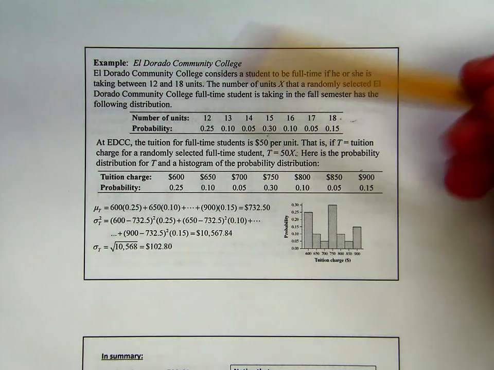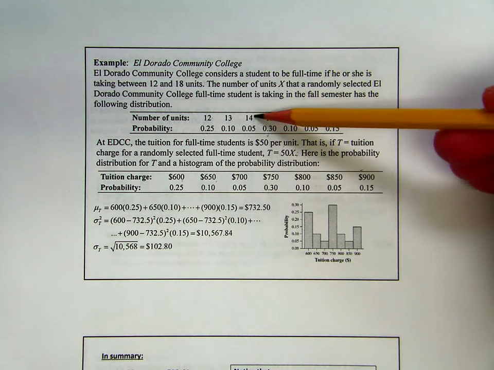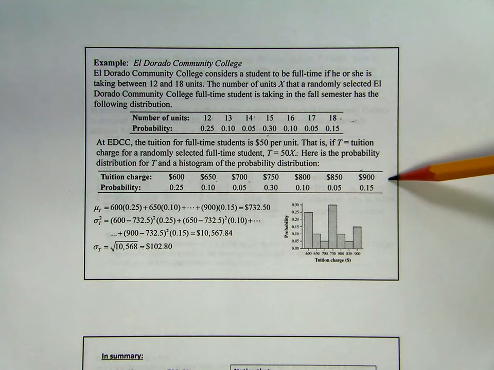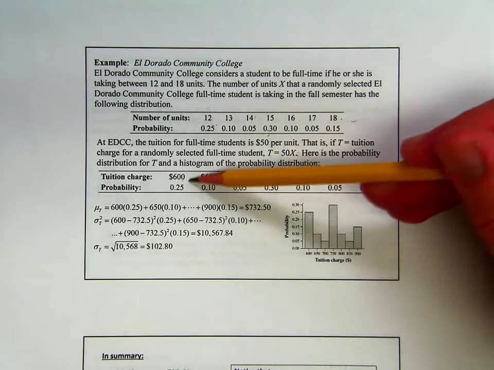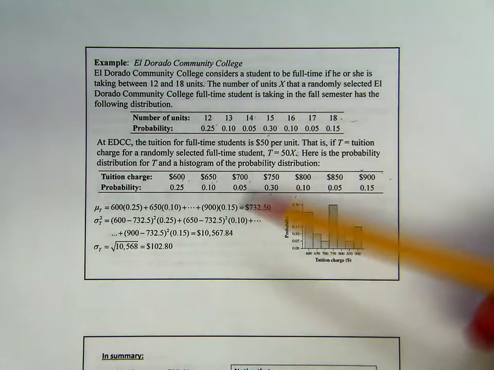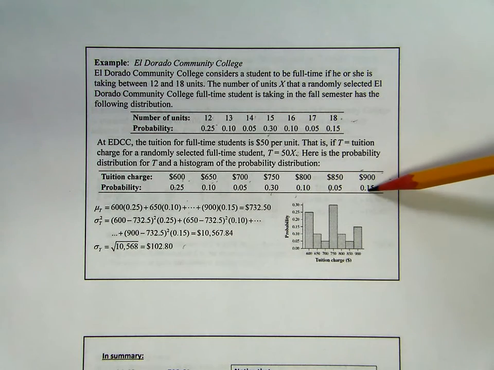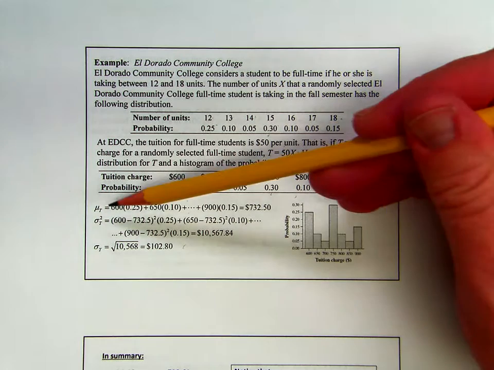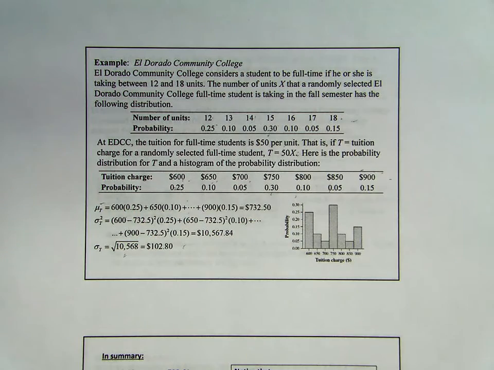So 50 times 12 is 600. 50 times 13 is 650. 50 times 14 is 700, etc. So those are our new values there. The probabilities remain the same. Again, you would not be doing these calculations by hand. You would take these, put them in L1, take these, put them in L2, run your one variable statistics. That would give you your mu, that would give you your sigma, and then you square that in order to get your variance.